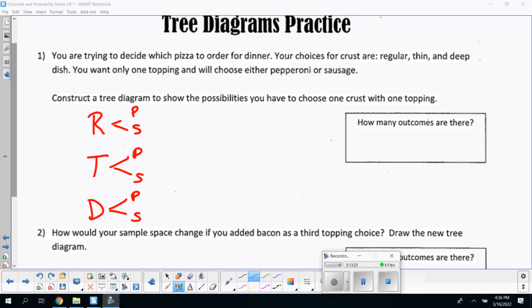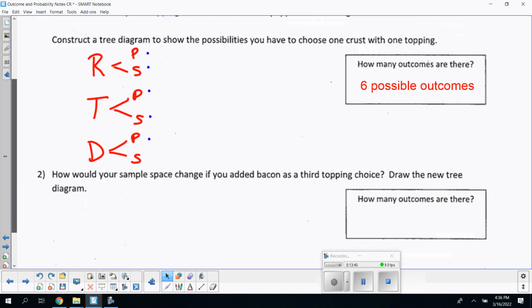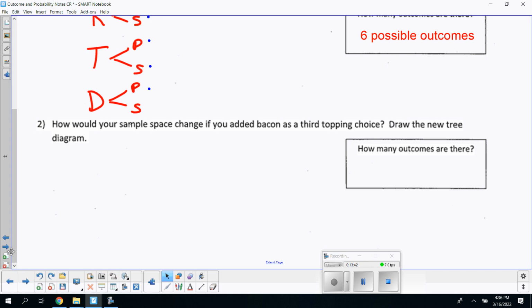Okay, we have our regular, our thin, and our deep dish with our 1 topping, either pepperoni or sausage. So how many possible outcomes are there? We have 1, 2, 3, 4, 5, 6. So we will say there are 6 possible outcomes. I want you to do number 2 in Edpuzzle and see how many outcomes there are if we decide to add a 3rd topping choice.